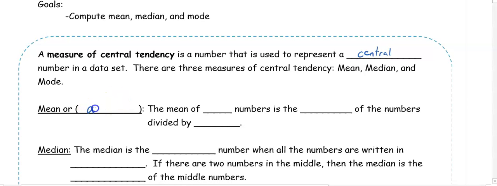So mean, another word for that is average. To get the mean of n numbers, take the sum of the numbers divided by n. So you add up all of the numbers and then divide by how many data points you have.